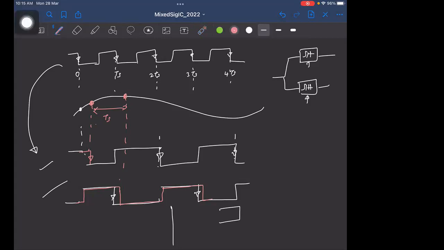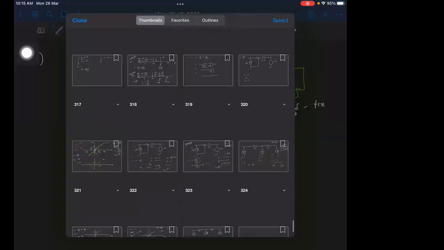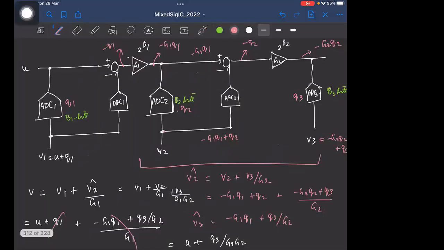Okay, so let's get on to the pipeline ADC we were discussing. In the last class we looked at the pipeline ADC operation, where here we have taken a 3-stage ADC. The idea was you have the first ADC, whatever error the first ADC introduced, you find that error by subtracting the input and the output of the ADC, amplify that error, give it to one more ADC, right? And you can do it in multiple steps.